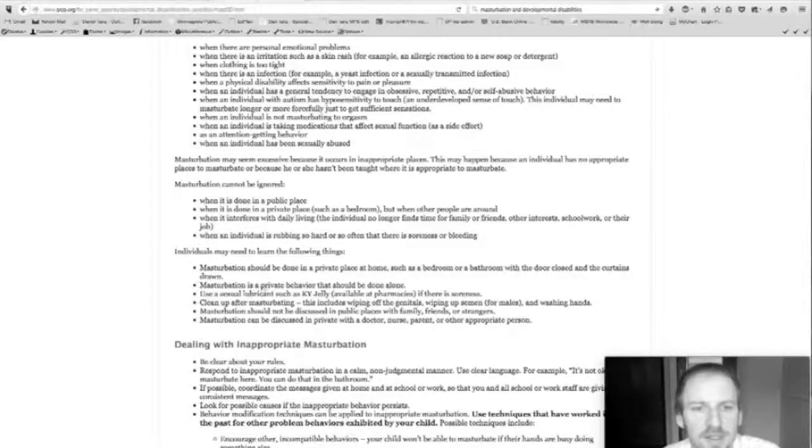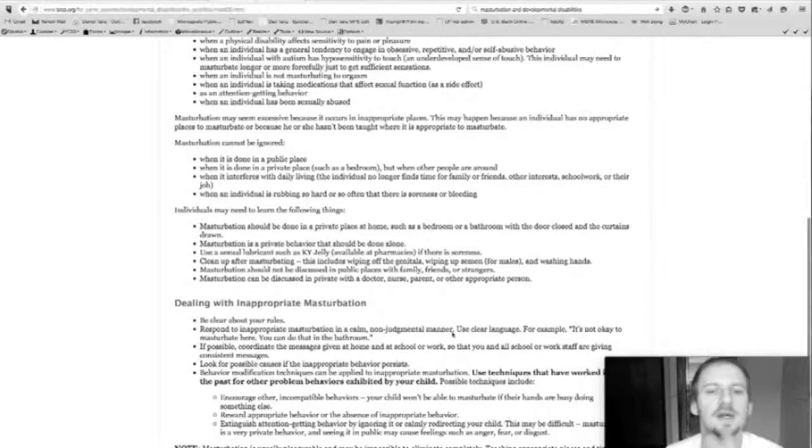It should be a private behavior that should be done alone. Use a sexual lubricant if there is soreness. Clean up after masturbating. Wash hands. Masturbation shouldn't be discussed in public places with family, friends, or strangers. Masturbation can be discussed in private with a doctor, nurse, parent, or other appropriate person.